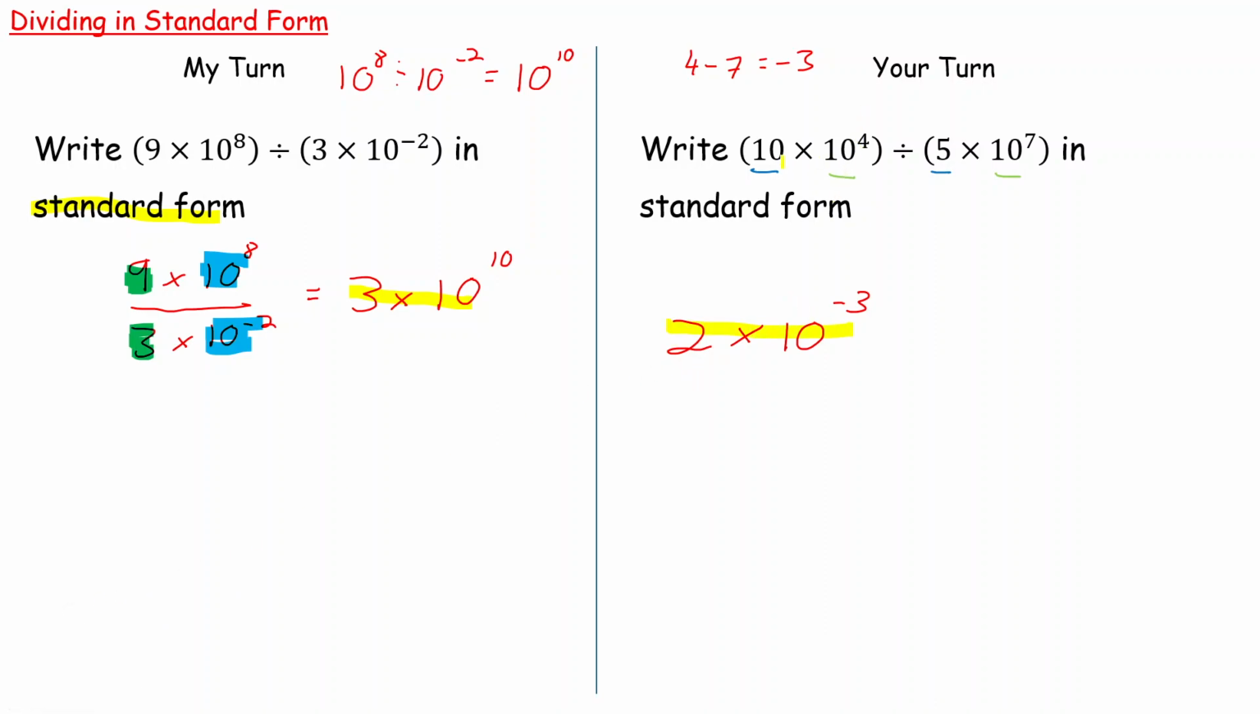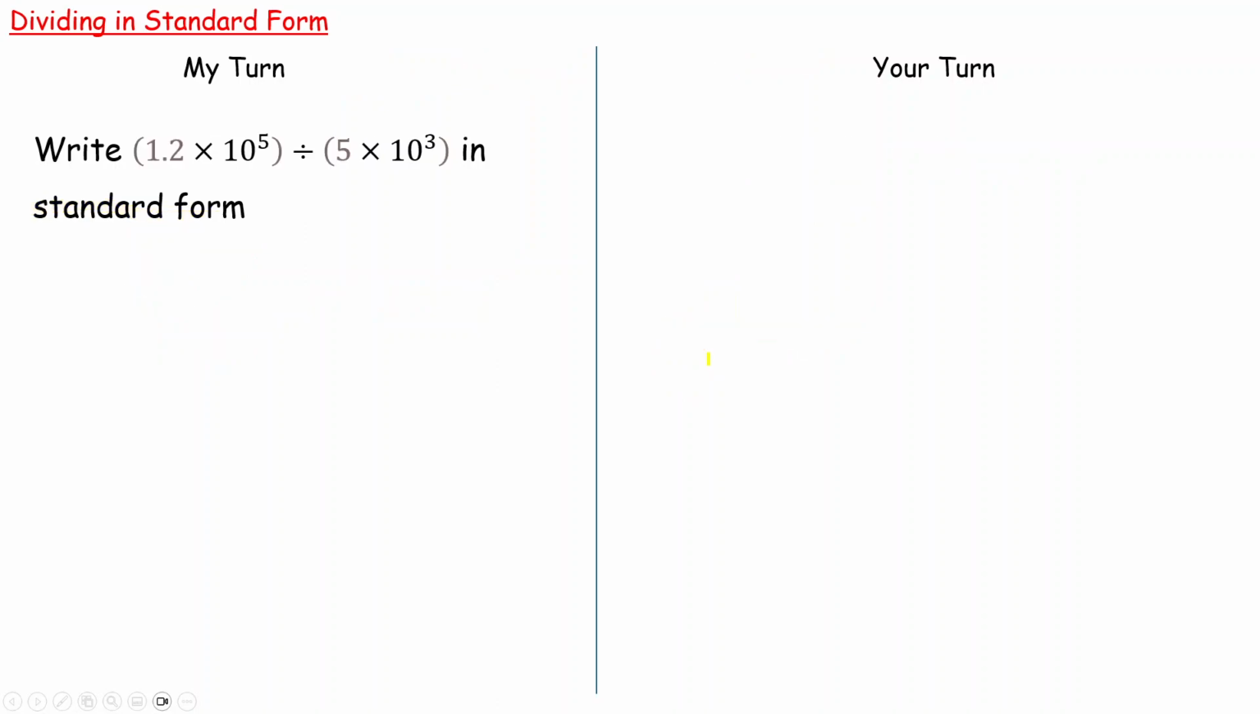You just go and divide your number parts. 10 divided by 5 is 2. 10 to the 4 divided by 10 to the 7. It's taking away the powers because you're now dividing, not timesing. 4 take 7 is negative 3. Brilliant. And check between 1 and 10. Yes, it is. We are all good to go.